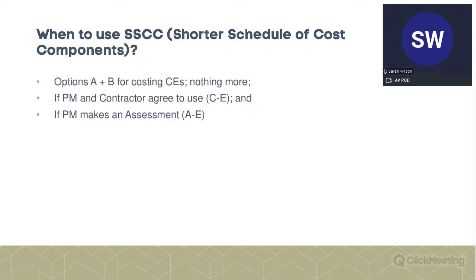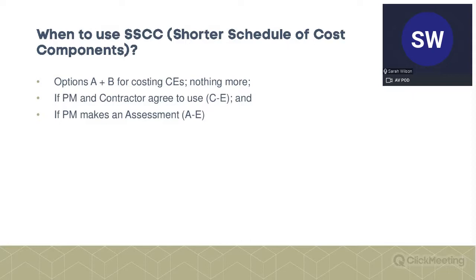It's really only relevant for quantifying compensation events, so effectively changes to the work and what we would refer to as loss and expense under JCT. So that's why, if you think about it, it's logical that you would have a shorter schedule of cost components, because it's only used for compensation events. It's not as important as it is for options C, D, and E.